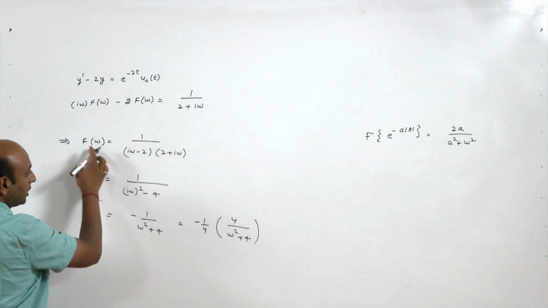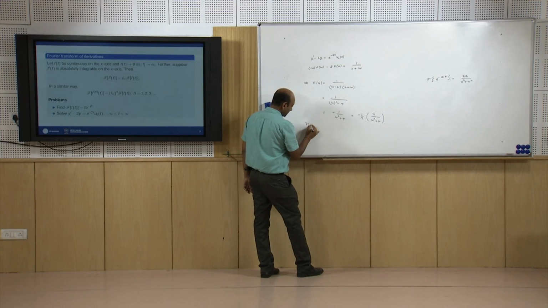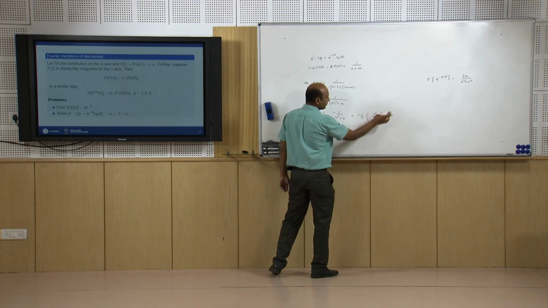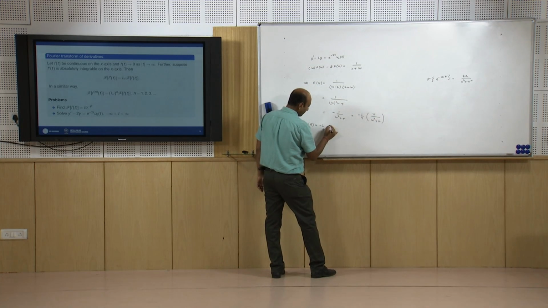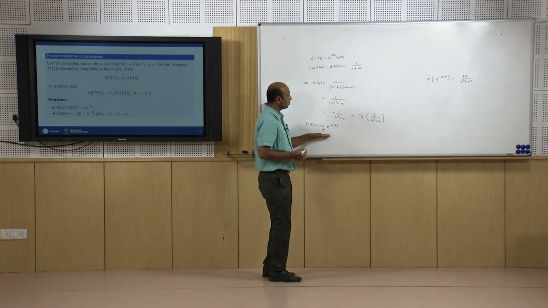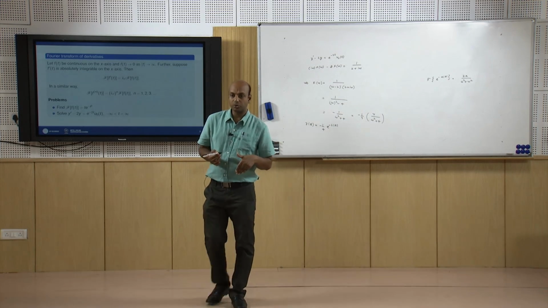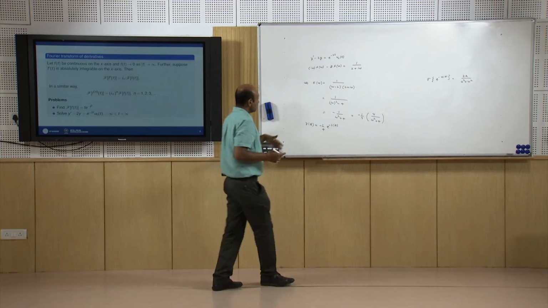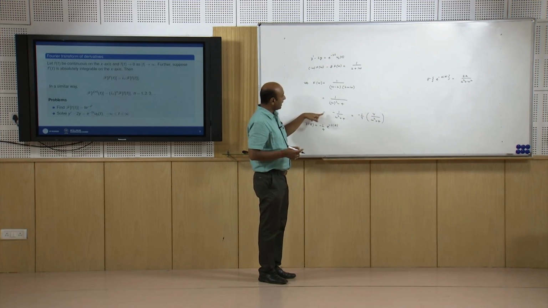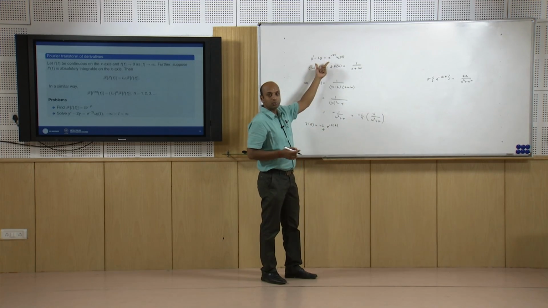If we take the inverse Fourier transform on both sides, y(t) will be nothing but -1/4, and the inverse of this will be given by e^(-2|t|). So, that will be the solution of this differential equation. So, we take the Fourier transform on both sides, simplify, and the inverse of the Fourier transform will give the solution of this differential equation.